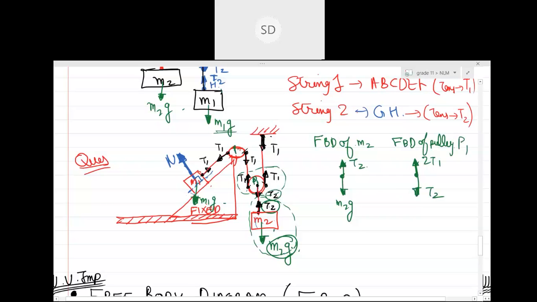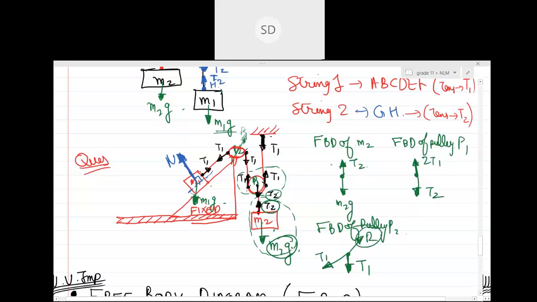Now let's name this as pulley P2. So what is the free body diagram of this pulley P2? Can you see, on this pulley, one tension T1 was acting in the downward direction and one T1 was acting in this direction. Also there will be a reaction force in this direction, but this comes under a little bit typically advanced question. We'll learn about this reaction force later on.